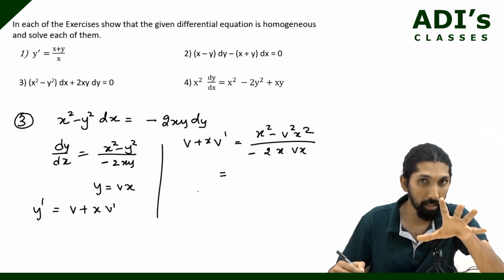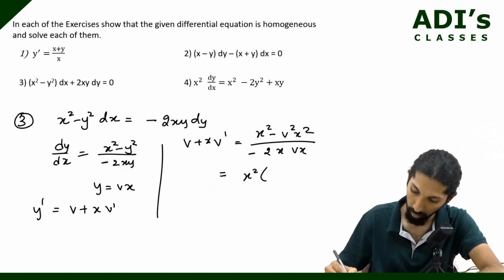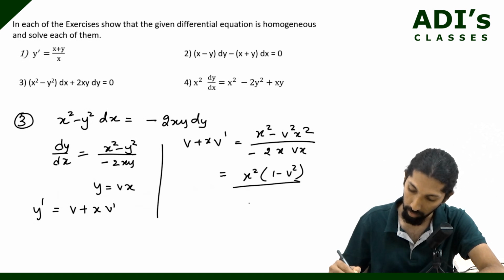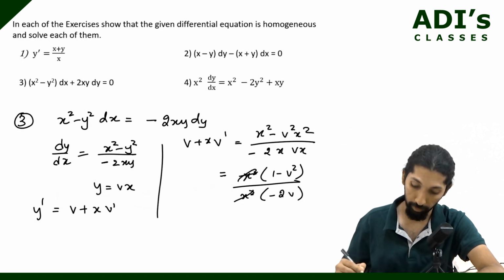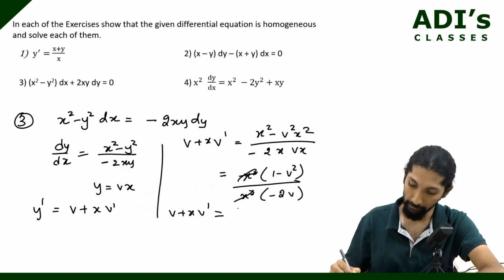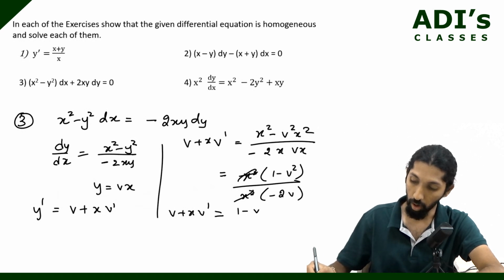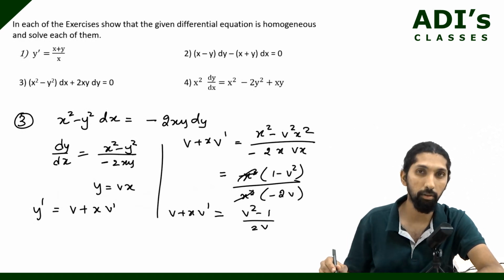Numerator, can you see anything common? x square, right? x square into 1 minus v square by x square into minus 2v. See, we get v plus x into v dash equal to 1 minus v square, or you know what we can do? We can write v square minus 1 by 2v. I think this makes a lot more sense, right?